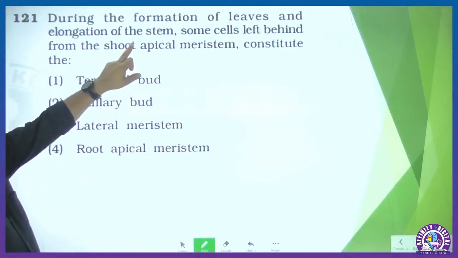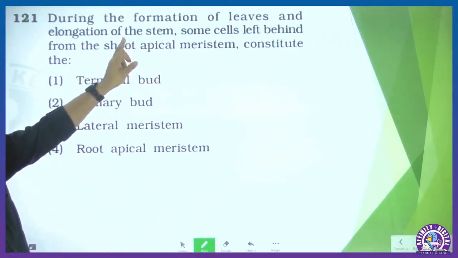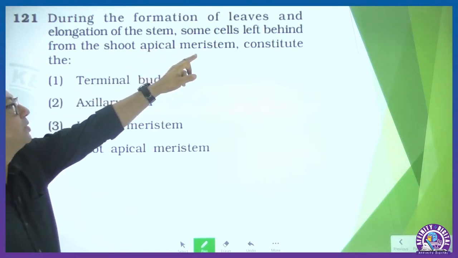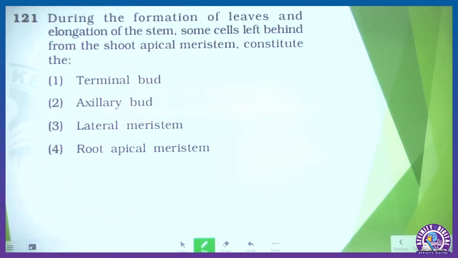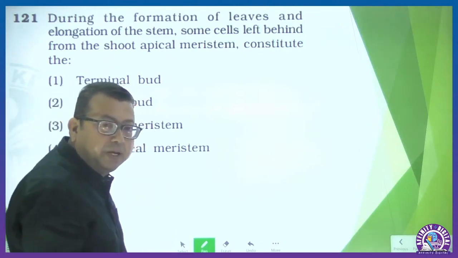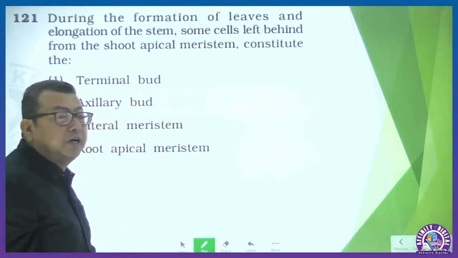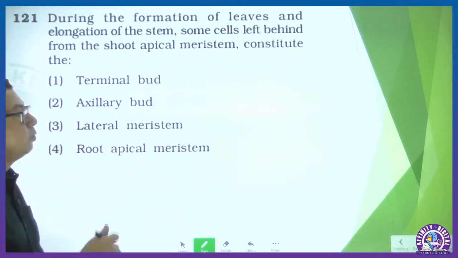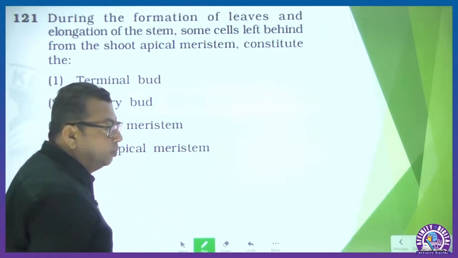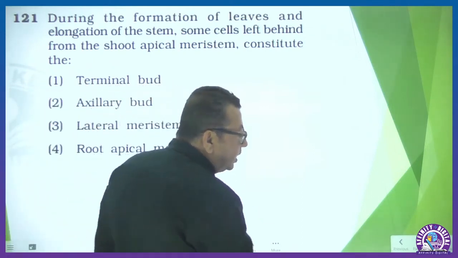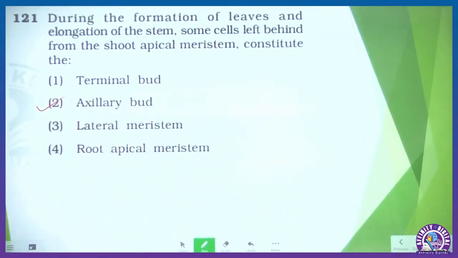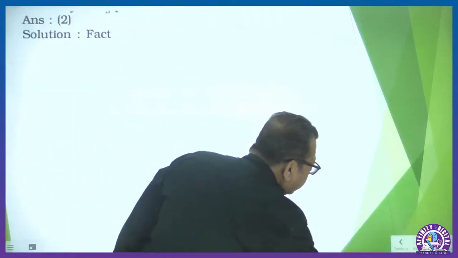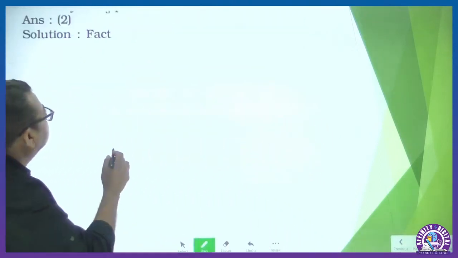During the formation of leaves and elongation of the stem, some cells left behind from shoot apical meristem constitute? This is a question on anatomy. As you have seen this question, aap logo ko pata chal gaya ki ye question kaun se chapter se hai, anatomy of flowering plants se hai. To is question ka answer kya hoga? Axillary bud. So let us move on to the next question.